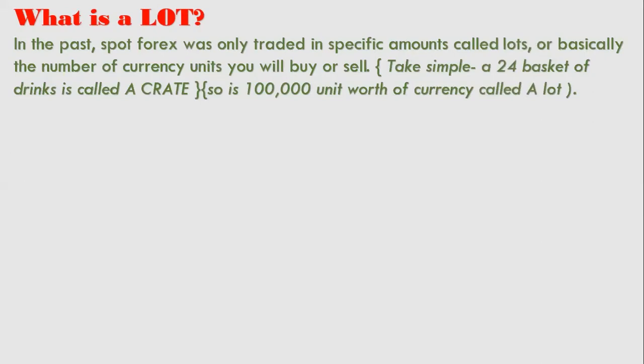So, Empress, I'm focusing on you because you have very little experience in the market. When you are trading, earlier on we spoke about pip. Now we are talking about a lot. When you say a lot, one lot, two lot, in the past, Forex was only traded in specific amounts. I don't want to give the history because it will take too long. Maybe during the chat sessions, I will just put it there. In the past, spot Forex was only traded in specific amounts called lots, or basically the number of currency units you buy or sell.